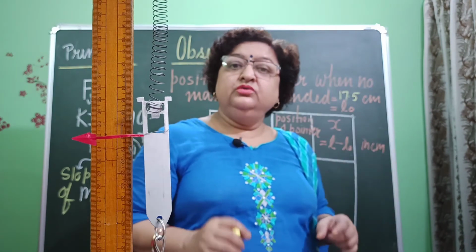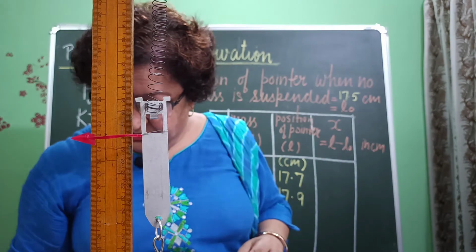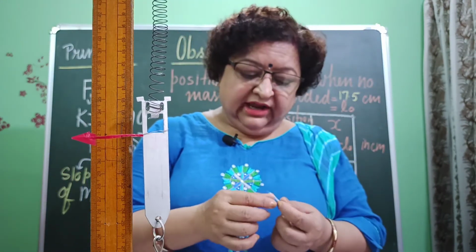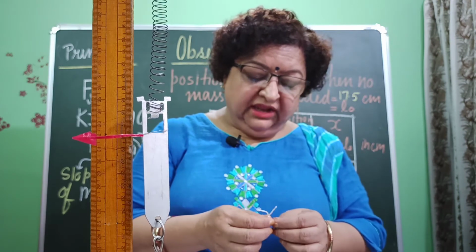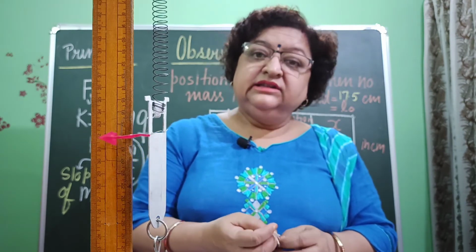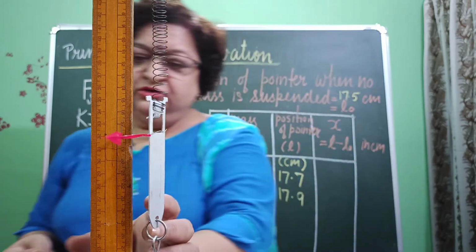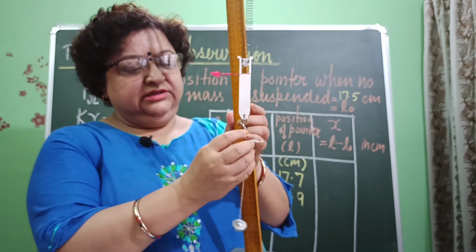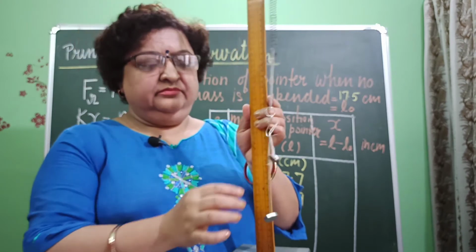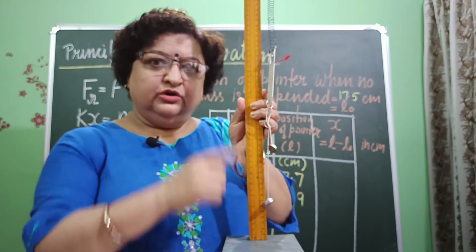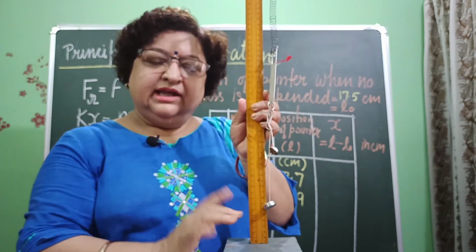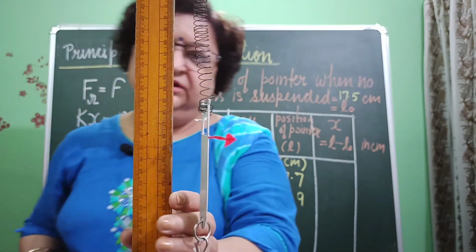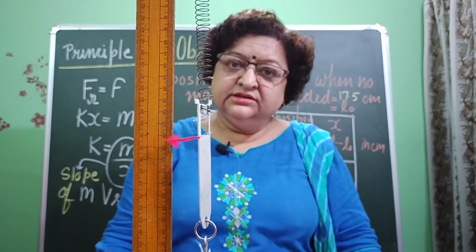Now we are going to suspend 10 gram weight more. So 20 is already there and this 10 gram weight will make the total mass suspended 30 grams. So let me suspend the 30 gram mass here. Right? All of you can observe it. And now again I have to focus on the scale so that you can take your readings in your copy.